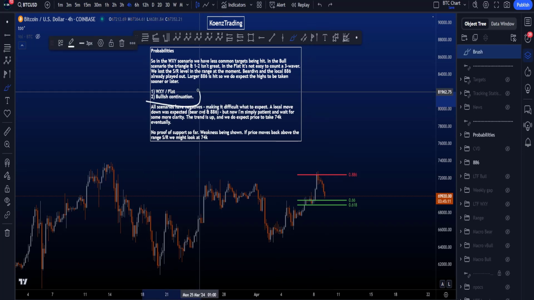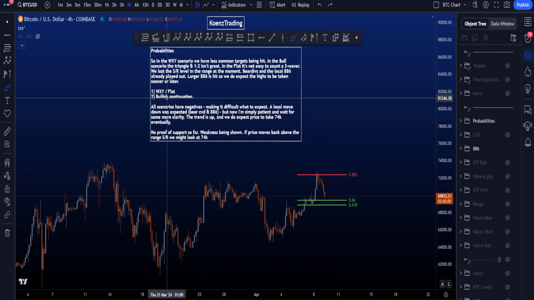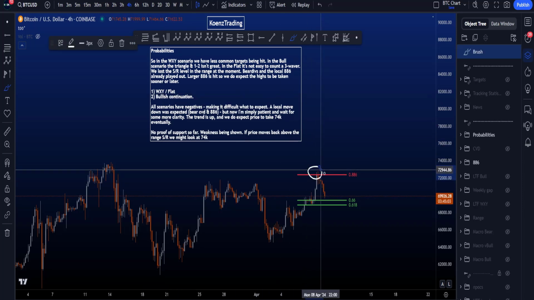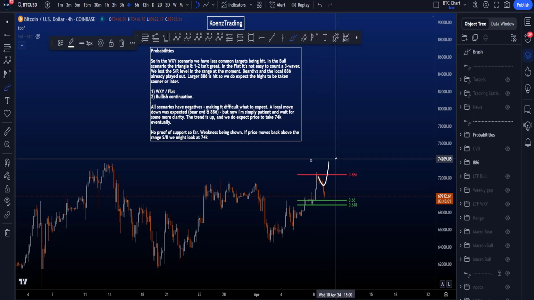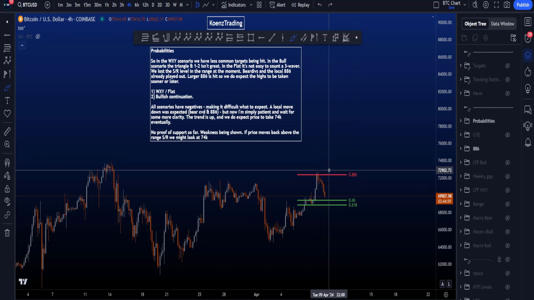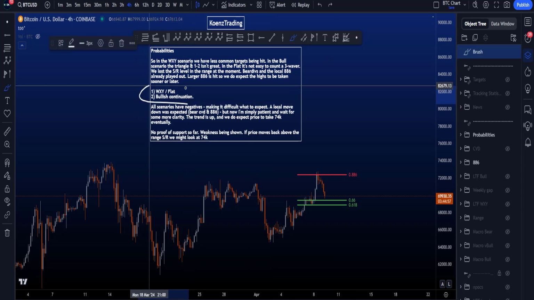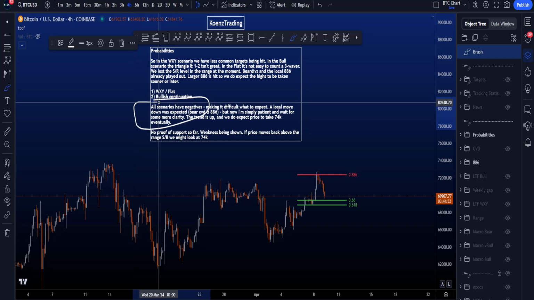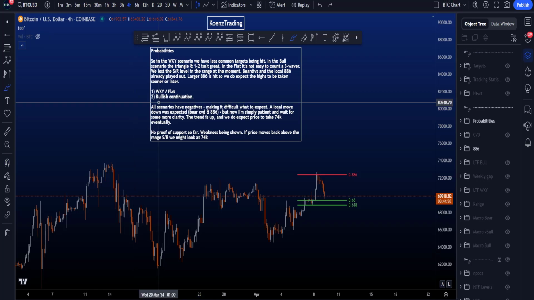So currently, if I have to compare the different options, then the number one is the WXY/flat, even though we're talking about regular flats, if this already would be the high, and if we do move up, we at least have the common targets for flats above us. And then the number two is the bullish continuation. So all of these scenarios have negatives at the moment, making it difficult to know what to expect and really get a good idea of the probabilities per scenario.